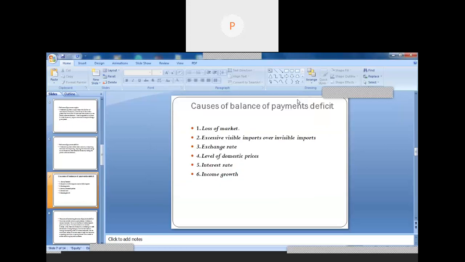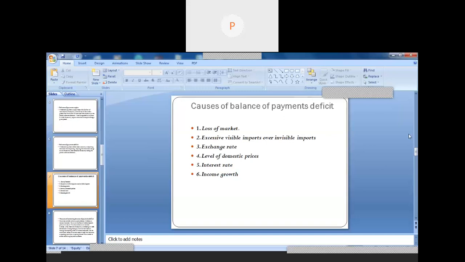And if a country's currency is not overvalued, then what will happen? You are going to export more, and your imports are going to be less.